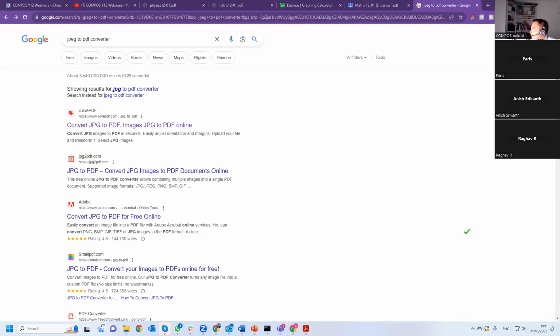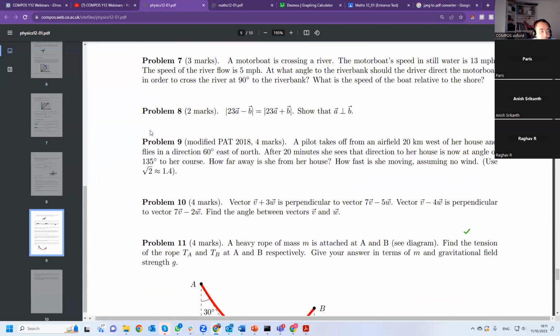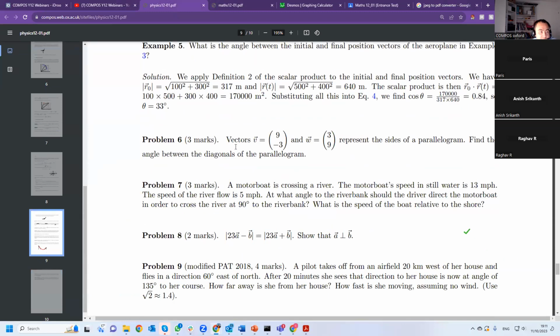What is the dot product? The dot product is the scalar product. What angle are we trying to find in question 6 on physics? Find the angle between the diagonals of the parallelogram. You have the sides of the parallelogram, so you need to find the diagonals of the parallelogram, and then you can find the angles.